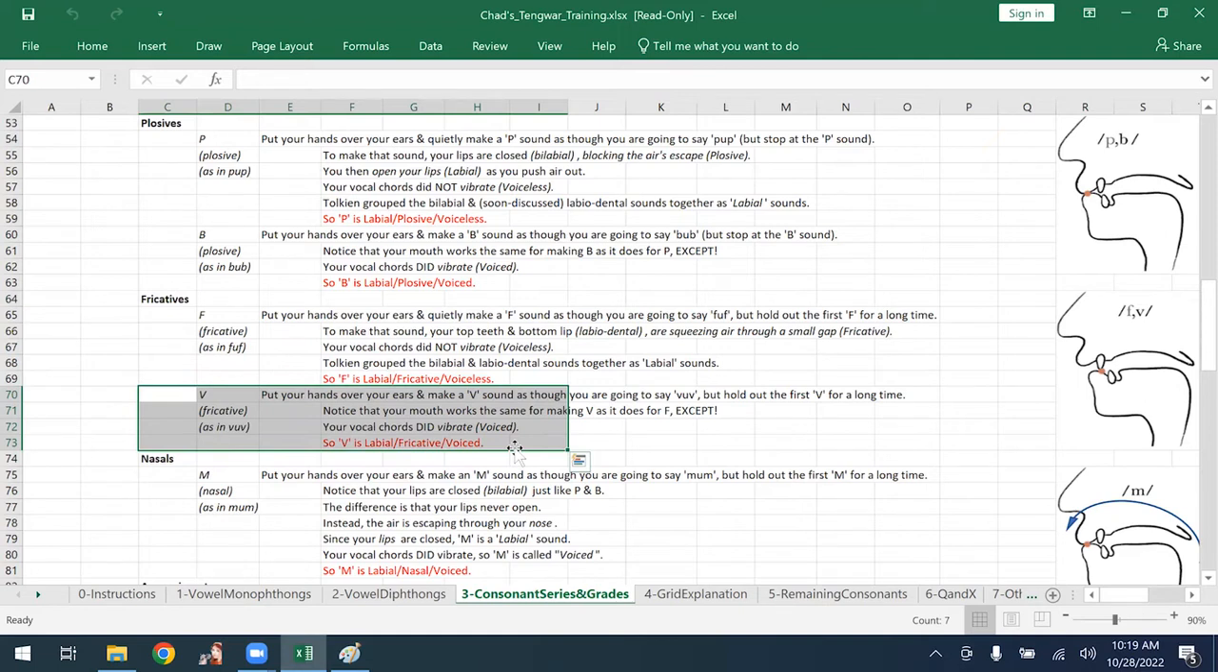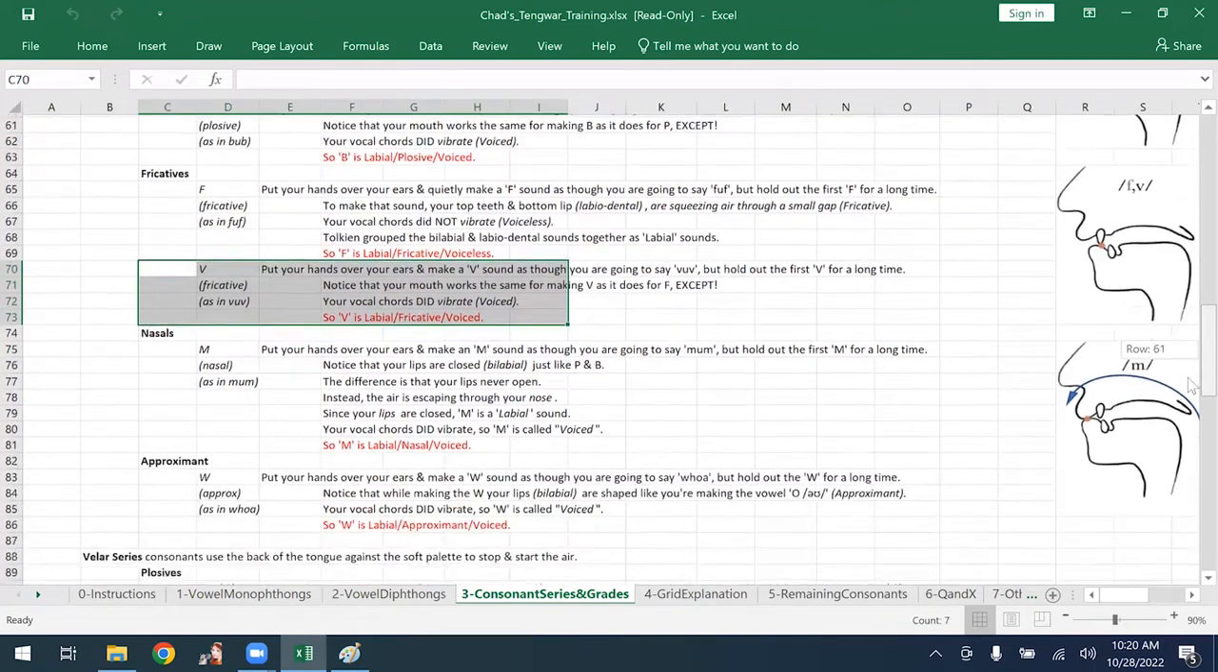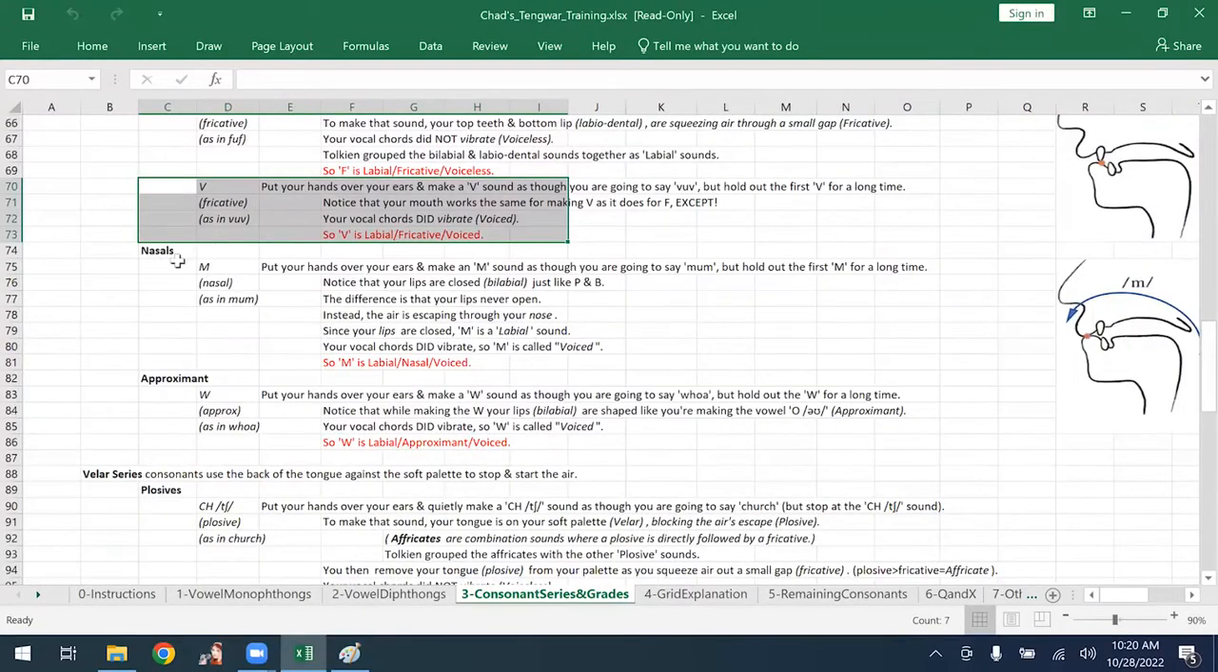That's just the physiology of the way that the noises work. It doesn't really even have to be called F and V. It's just when you do this with your body, this sound will come out. So let's do the F, let's do fuff and vuv. Fuff, fuff, fuff, vuv, vuv, vuv. Makes sense?